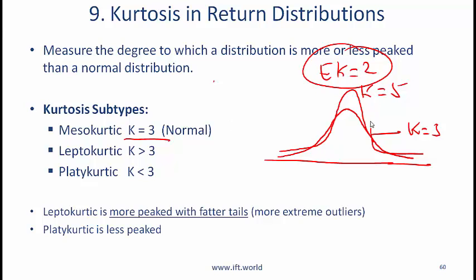When a distribution has excess kurtosis, we say that it is leptokurtic, and you just need to remember that. A normal distribution which has a kurtosis of 3 is called mesokurtic. A leptokurtic distribution, as I have already said, is more peaked and has fatter tails relative to a normal distribution. Platykurtic means that kurtosis is less than 3. A platykurtic distribution is less peaked relative to a normal distribution. These are the core points that you need to remember with regards to kurtosis.